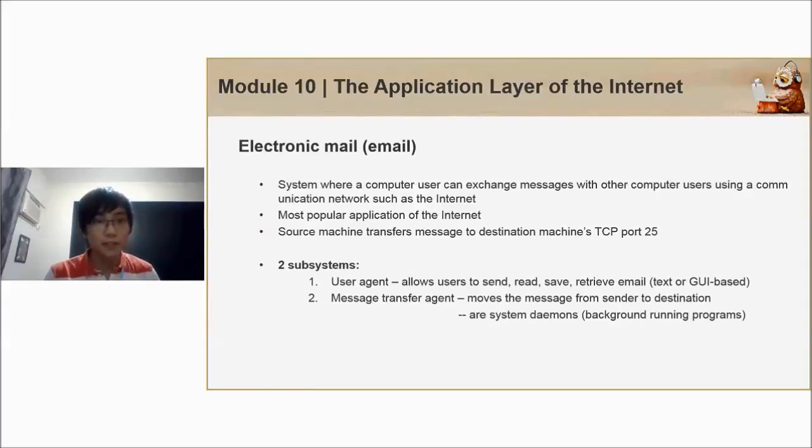Finally, we have email, electronic mail. This is a system where a computer can exchange messages with another one. It's the most popular application of the internet. The source machine transfers the message to the destination machine's TCP port 25. It has two subsystems: the user agent, mostly used by the user for reading, and the message transfer agent, which is more on the system side because it accounts for the message from sender to destination. This is managed by the system daemons, which are background running programs that require minimal or no human intervention.